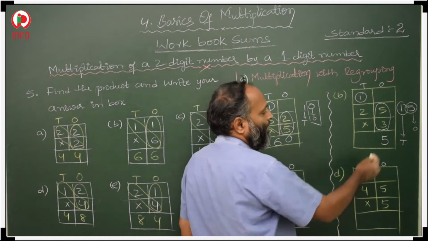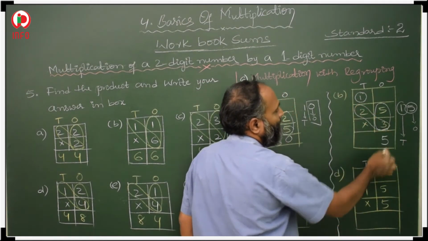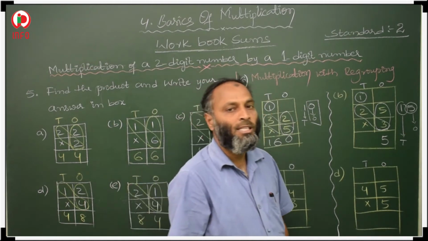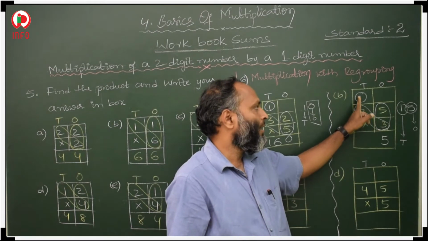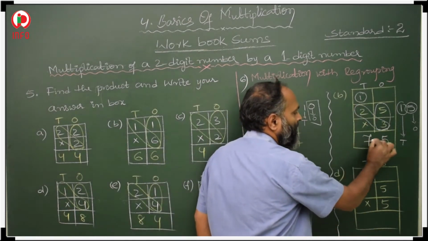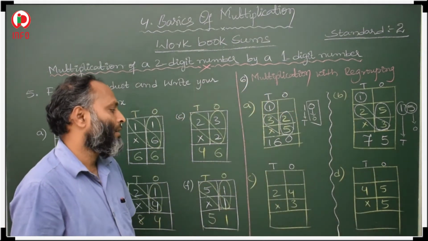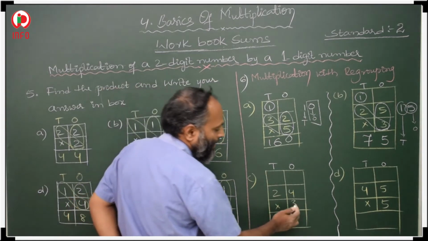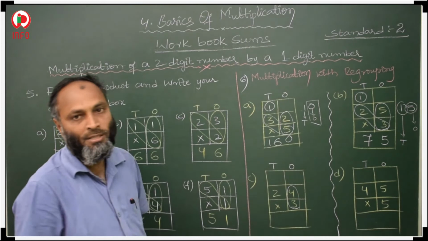Then after that 3, this single digit number, is multiplied with tens place value. That is 3 2s are 6 and already 1 ten is there. 6 plus 1, 7. 75. What is the product? 75 is the product.